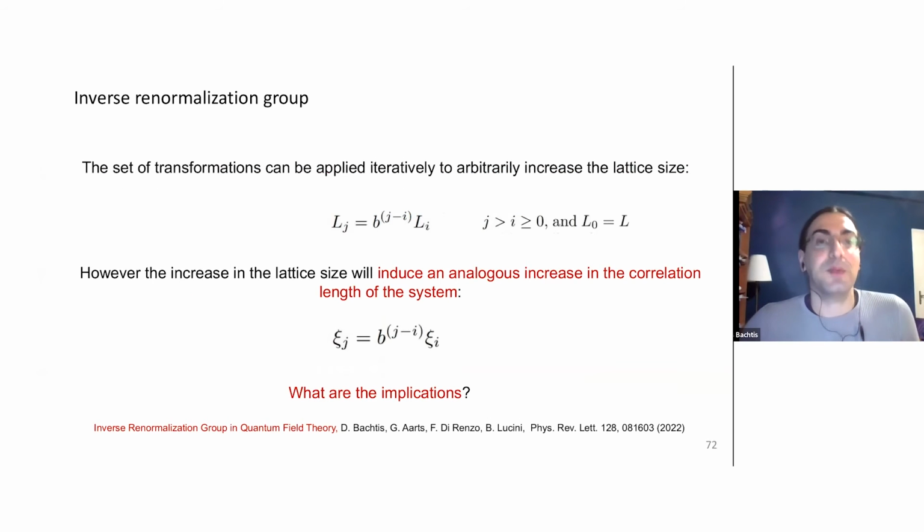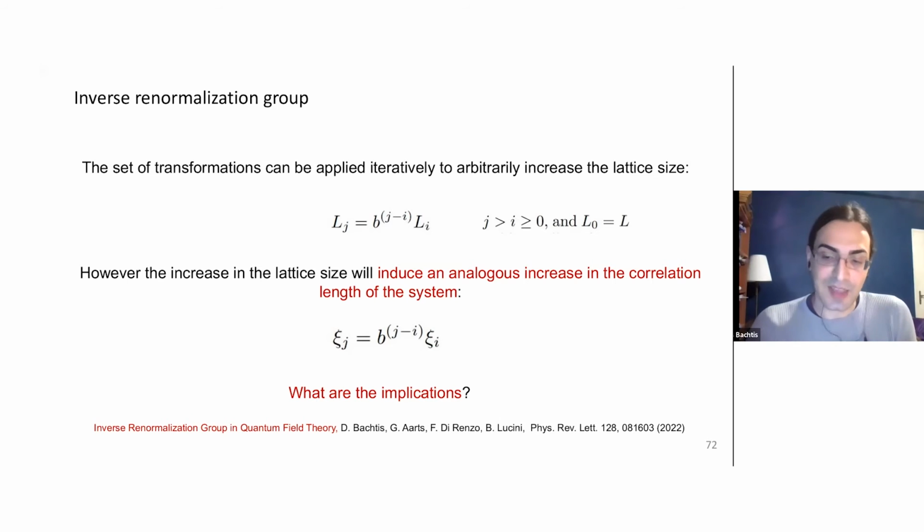Of course, this happens with a certain rescaling factor, and as I mentioned before, we always consider in this talk that the rescaling factor is equal to 2. So every time that we apply this set of inverse transformations, we double the lattice size in its dimension. However, the increase in the lattice size will also induce an analogous increase in the correlation length of the system.